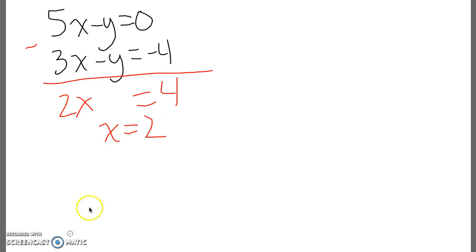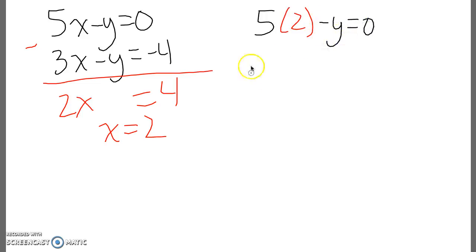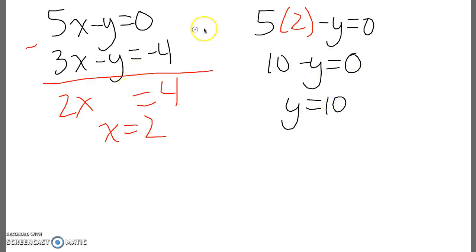From this point, I'm just going to do my substitution. So I like to start with whichever equation looks the easiest. And in this case, I think it's actually this one. So I'm going to have 5 times 2 minus y equals 0, or 10 minus y equals 0. That's only true if y equals 10. And now, as I said earlier, we have to think of this as two lines. This is line 1 up here, and this is line 2 down here. This point, 2 comma 10, is on both lines.